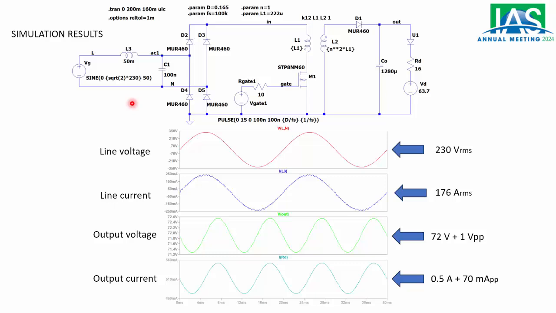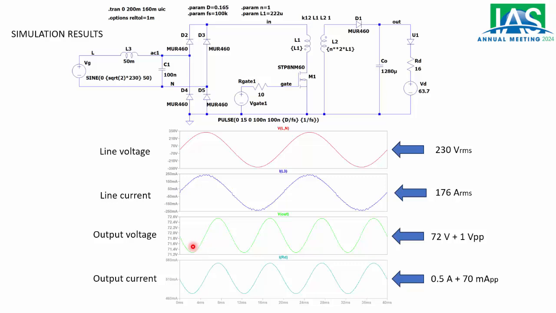So we first tested everything by simulation. So this is a simulation using LTSpice. These files are going to be available from the GitHub site of this channel, so you can download them and test them by yourself. So this is the implementation, including the EMI filter. So here we can see the line voltage. The line current is perfectly sinusoidal and in phase with the line input.